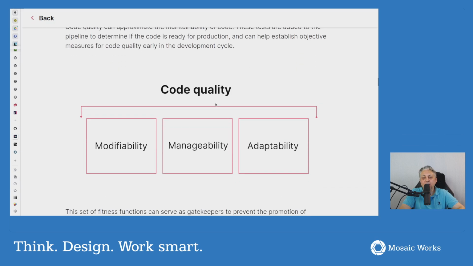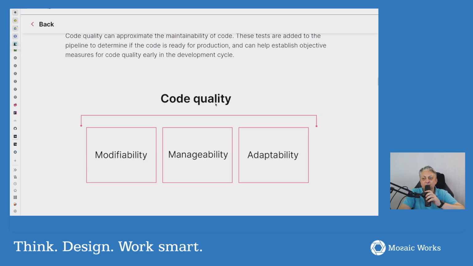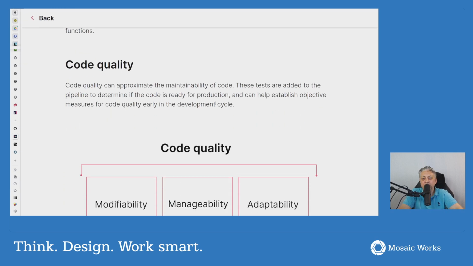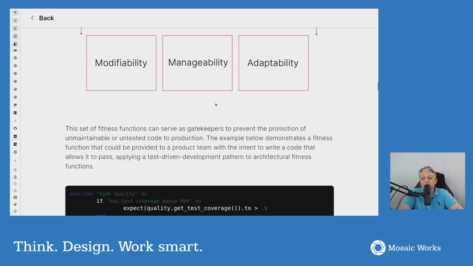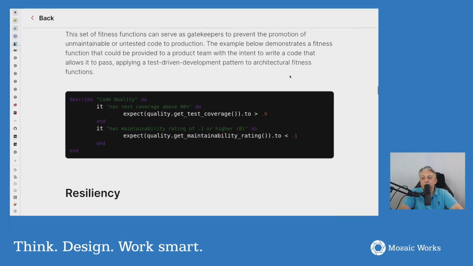Okay, and then they discuss a few types of fitness functions. One of them is code quality, and they have modifiability, manageability, adaptability. This set of fitness functions can serve as gatekeepers to prevent the promotion of unmaintainable or untested code to production. The example below demonstrates a fitness function that could be provided to a product team with the intent to write code that allows it to pass, applying a test-driven development pattern to architectural fitness functions.